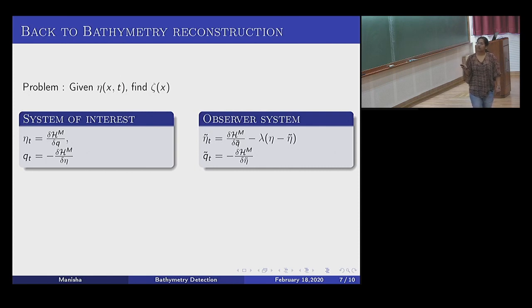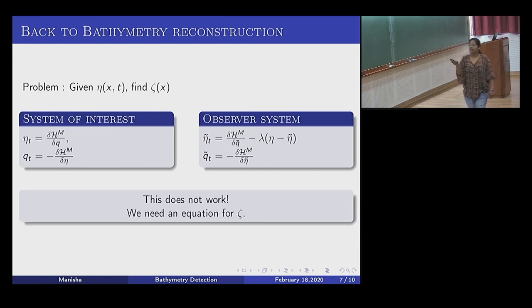But notice the question was, given the free surface, can we detect the bottom boundary? Here, we can't detect zeta. Given eta, and if zeta was given, we could detect q, but not zeta. So this does not work. We need an equation for zeta.